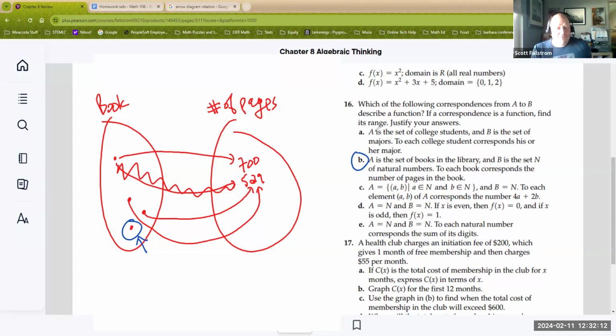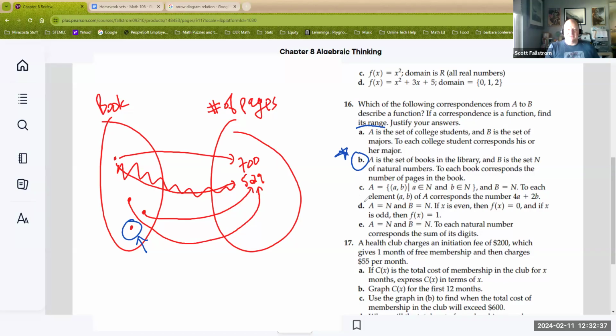And then find the range. I have no idea how big the biggest book is. When it says find the range, this isn't one where you would be finding the actual values. You just say it is the set of the page numbers for all the books in the library. That's how you could describe it.